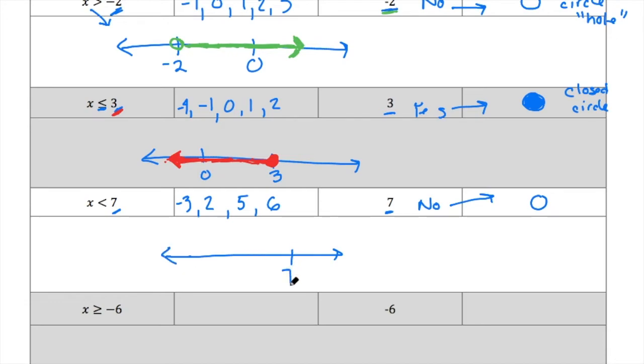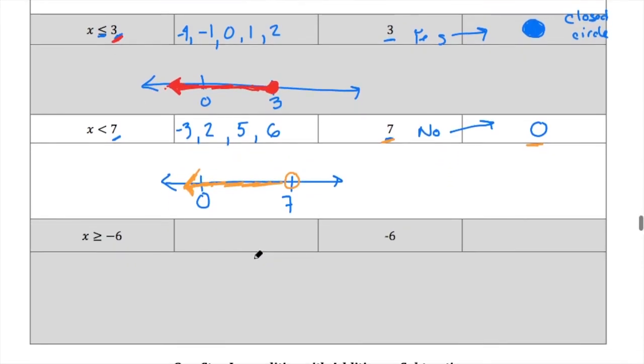So we're going to throw 0 and 7 on our number line. At 7, that key point, we're going to put an open circle, a hole there, because that's not a value that works. We're not marking it. We're marking all these values to the left, like negative 3, 2, 5, and 6, and we're going to put an arrow saying there's even more of them to the left.